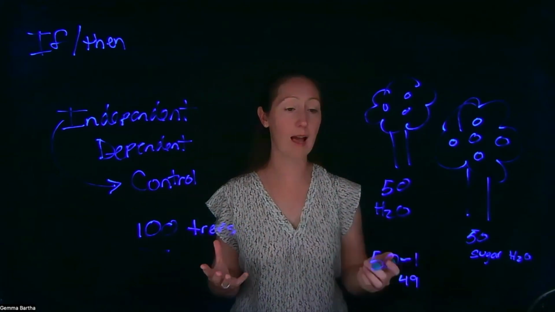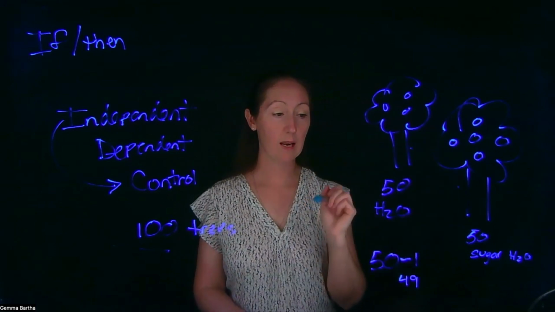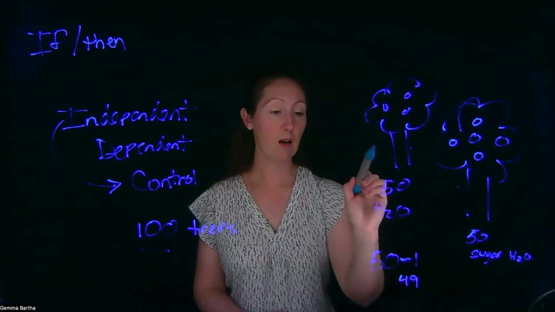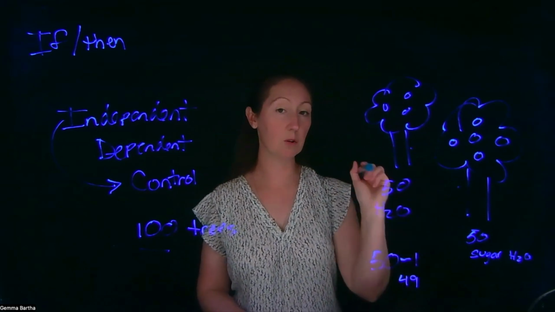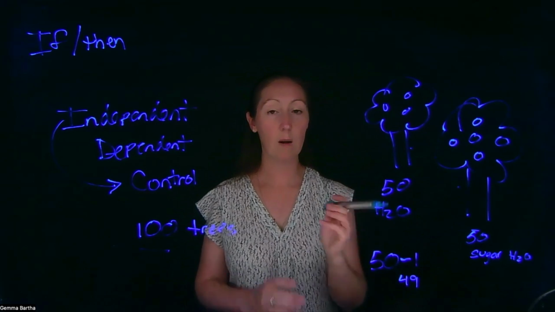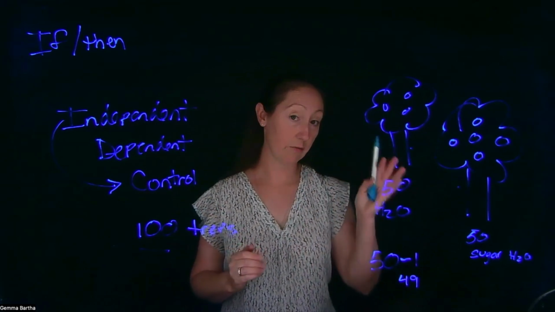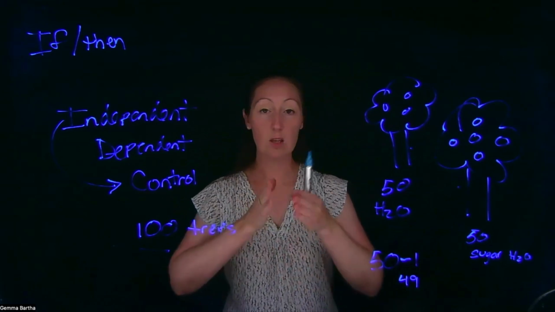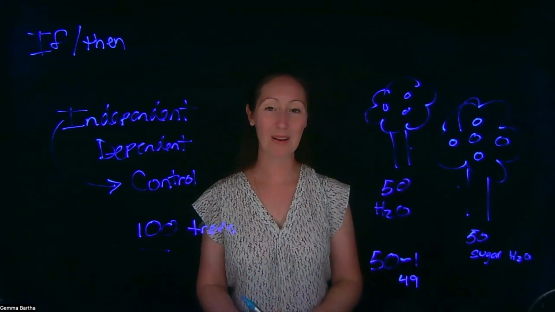Now, the reason for that is you're comparing tree to tree, right? A one-to-one comparison. So if you have 50 of your trees that are grown with water and 50 of your sugar-grown trees, that first tree compared to the first sugar tree, that would be experiment number 1. And then you replicate that 49 more times. I hope this helps.